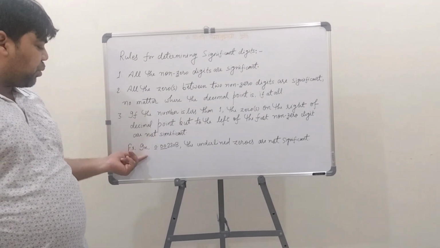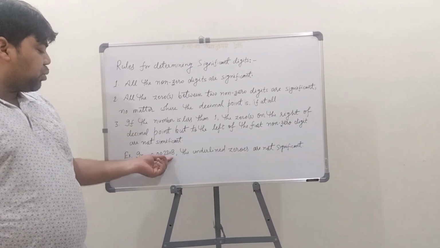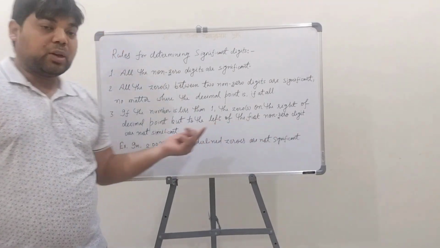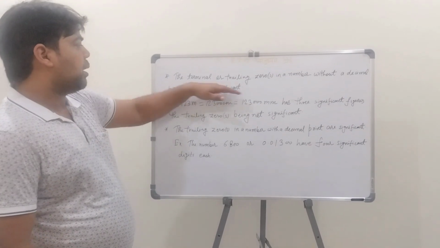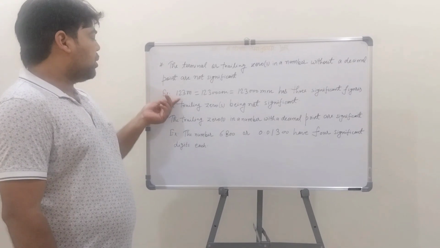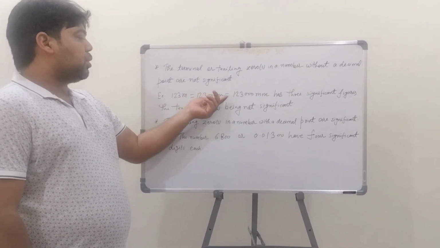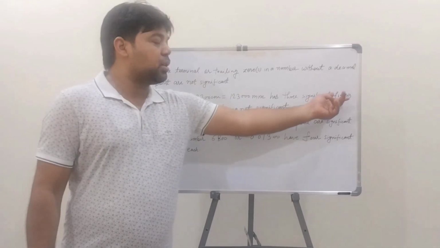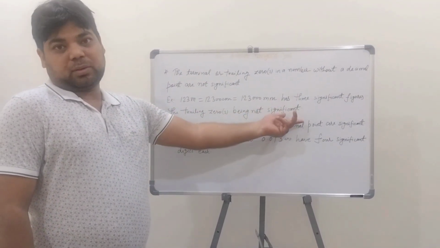Let us take an example to understand this statement. In 0.002308, the leading zeros are not significant. The only significant digits are 2, 3, 0, 8. Number 4: the terminal or trailing zeros in a number without a decimal point are not significant. Here is an example: 123 meter is equivalent to 12300 centimeter or 123000 millimeter. It has three significant figures, the trailing zeros being not significant.